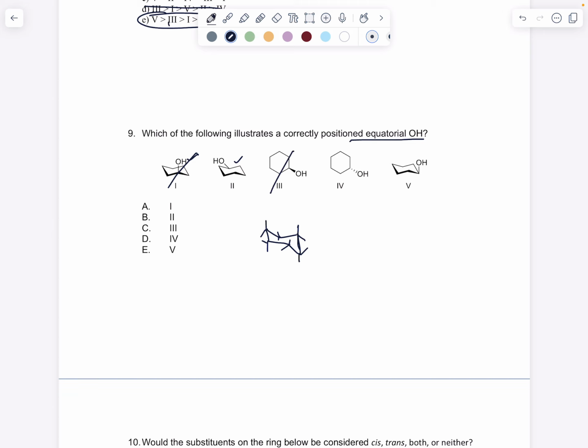This is just a wedge dash, so neither of those could be right. And then over here, this is not in the standard position, so it's hard to tell. We would have axial up here or axial down here or equatorial up. Being axial up right there isn't one of the standard positions. We should have axial down. So that's not correctly positioned. So answer choice B is our answer on this one.